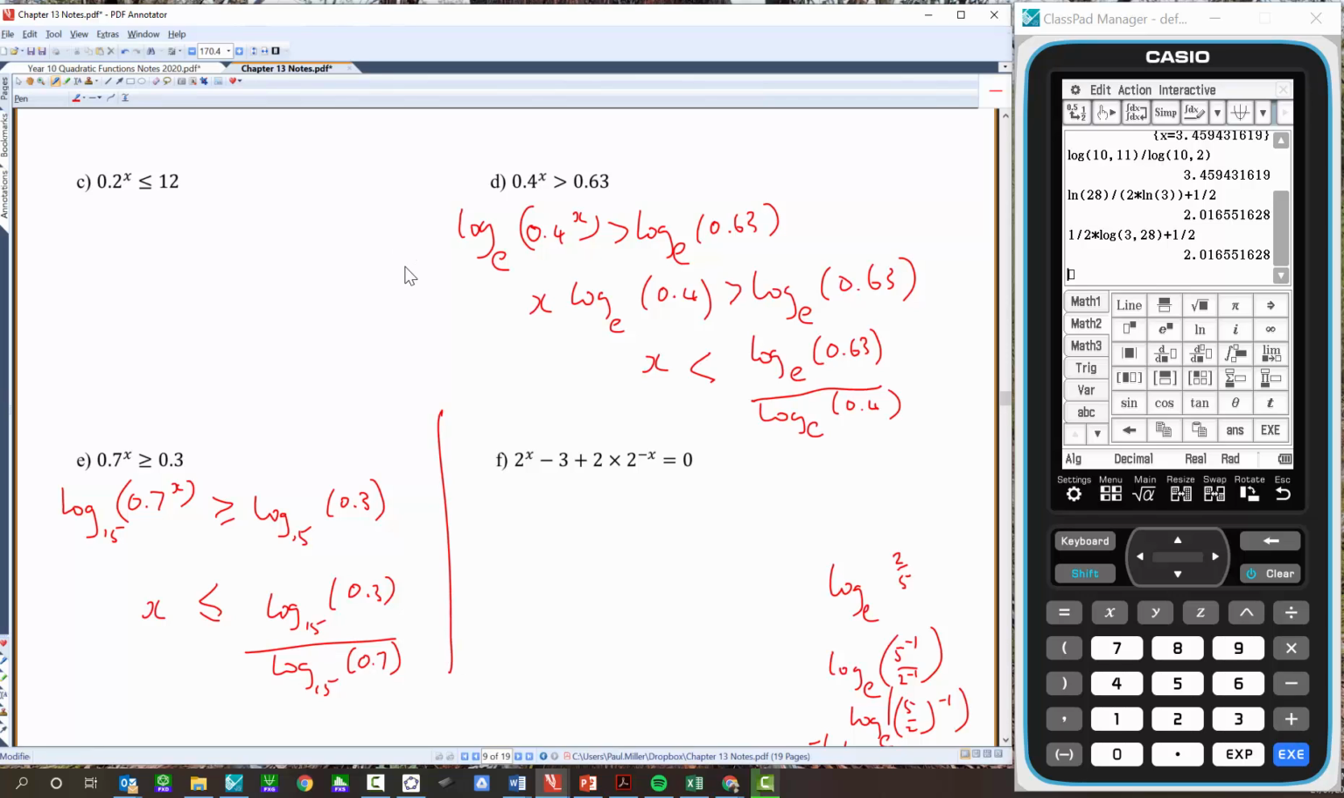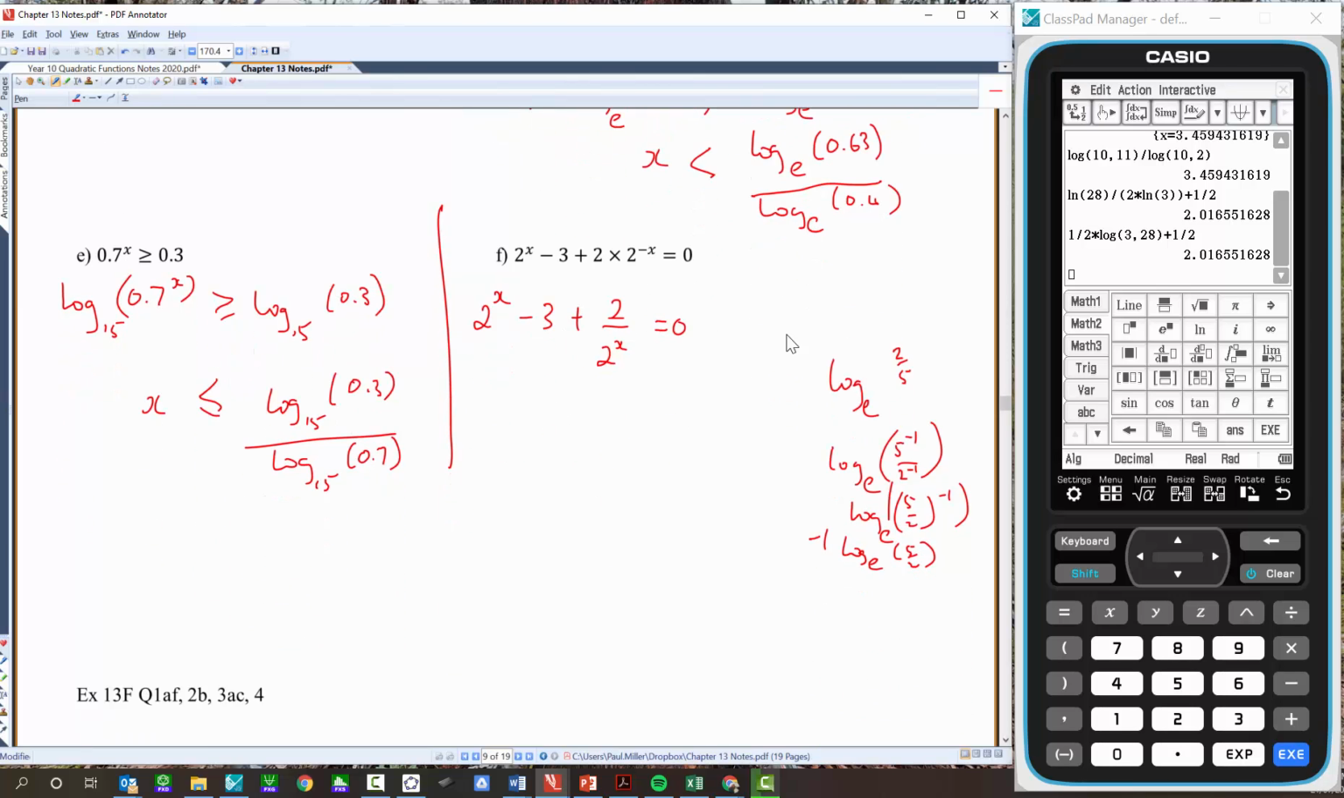Okay, so what we're going to do with this one here, I'm going to write this as 2 to the x take 3 plus 2 over 2 to the x equals 0. All right, now, why have I done that? I'm going to let a equal 2 to the x. So that's a take 3 plus 2 over a equals 0. Now I'm going to multiply all of these terms by a, and I'm left with a squared take 3a plus 2 equals 0. Alrighty, now I note that I've got a quadratic.